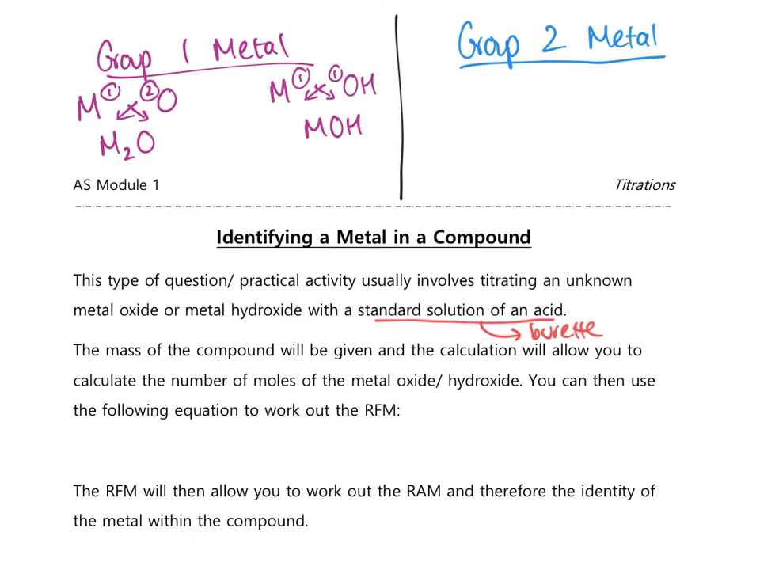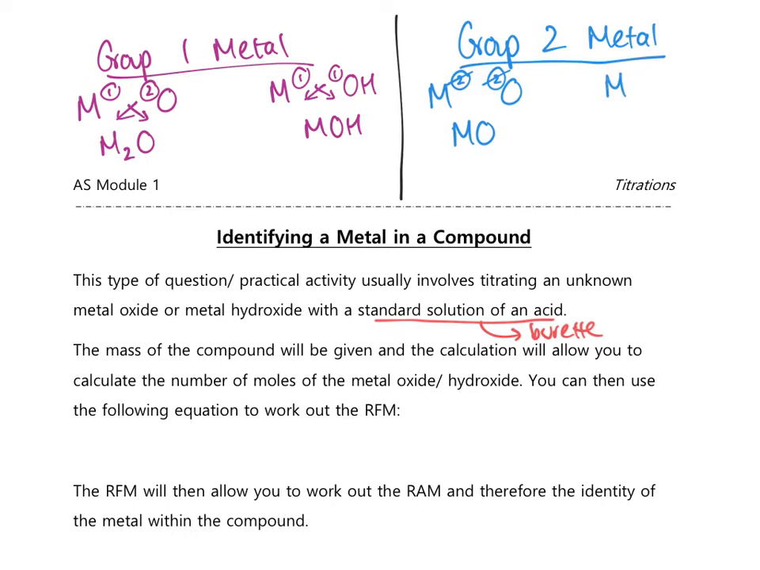If it was group 2 then, your metal is going to have a valency of 2. So in terms of the metal oxide, your metal has a valency of 2 and your oxygen has a valency of 2. So those cancel out to give 1 to 1. So your formula would just be MO. So that would be a group 2 metal oxide.